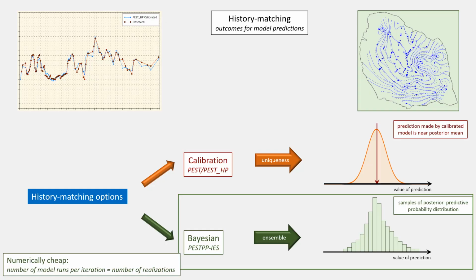Now, the nice thing about that, of course, is that we're satisfying the imperatives of decision support modeling. Decision support modeling requires that we quantify the uncertainties of decision critical model predictions. Another nice thing about using IES is that it's numerically cheap, something we'll talk a lot more about. So using IES for history matching ticks a lot of boxes. It's numerically cheap because the number of model runs per iteration of the inversion process is equal to the number of realizations that we use and not the number of parameters that are embodied in those realizations.